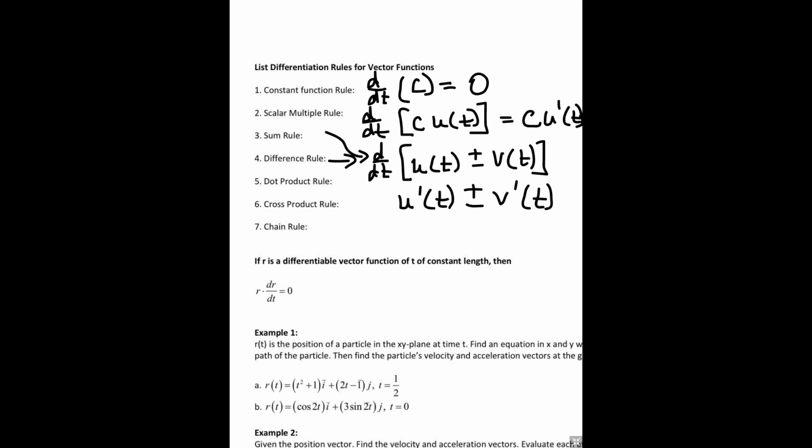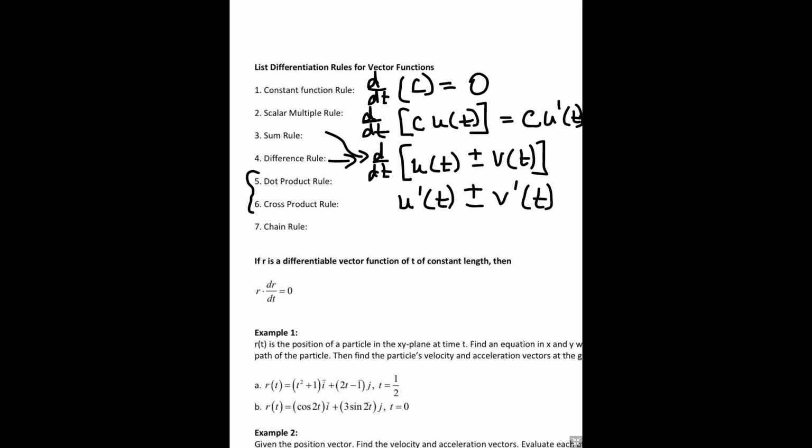Okay. Now, let's remember that with vectors, there's no multiplication and there's no division. You notice here that in 5 and 6, we're going to talk about the dot product and cross product because those are vector operations. So keep in mind that we don't have a rule about multiplying two vectors together, and we don't have a rule for dividing two vectors.